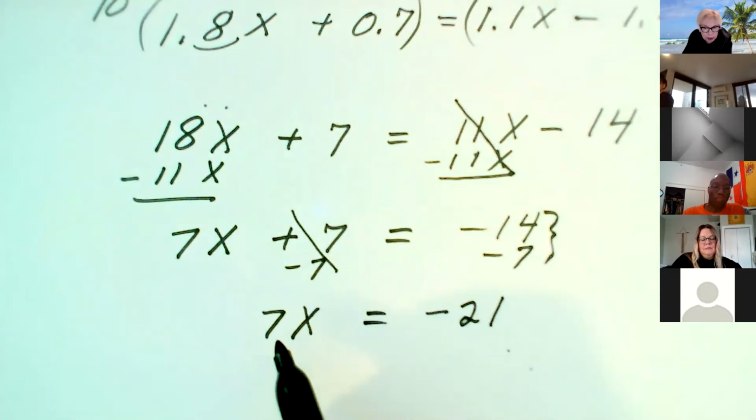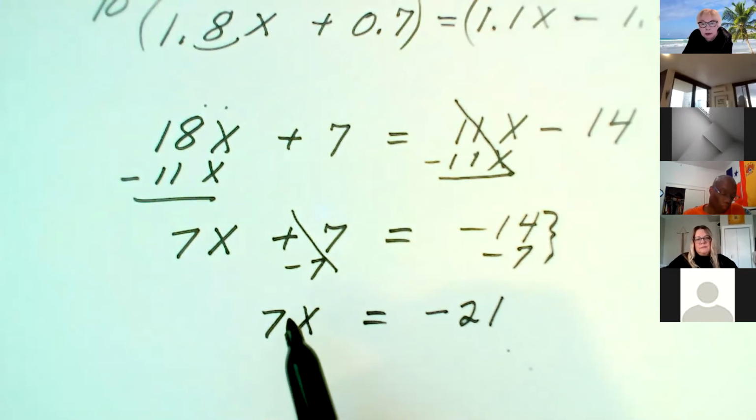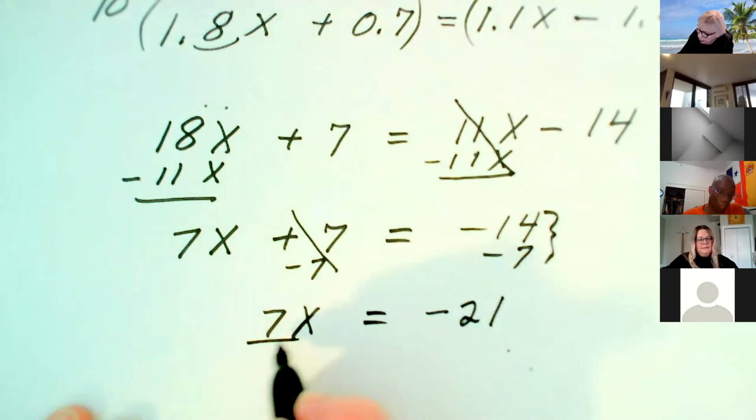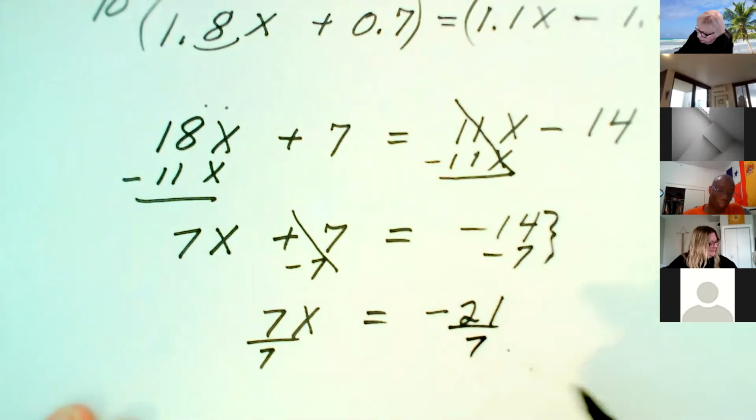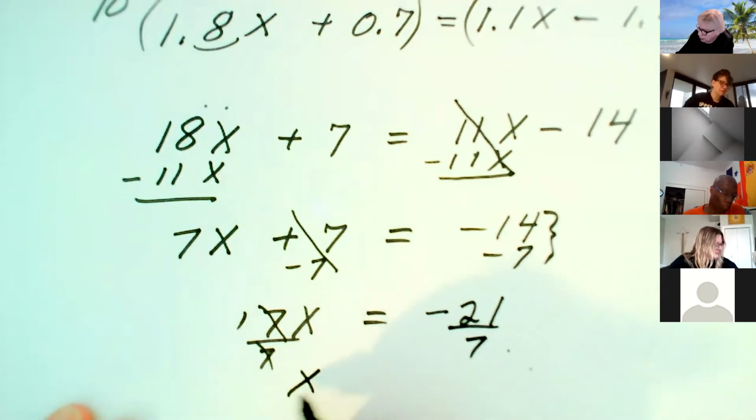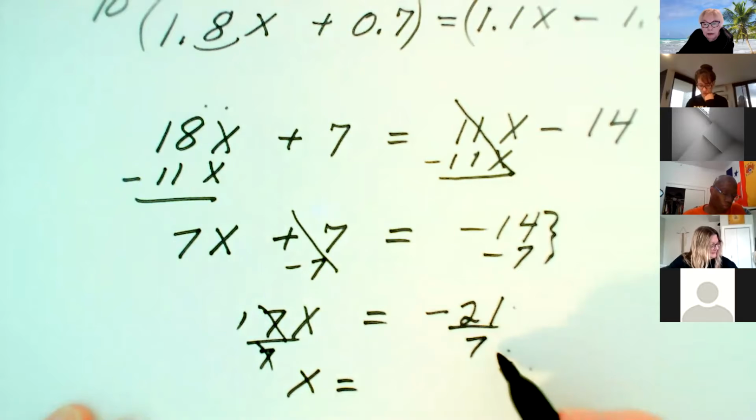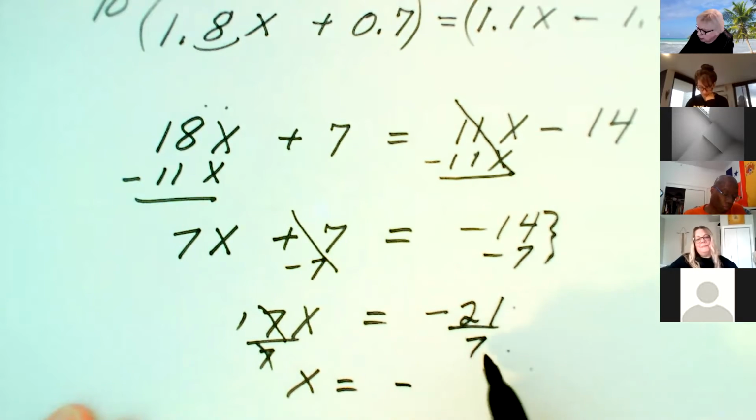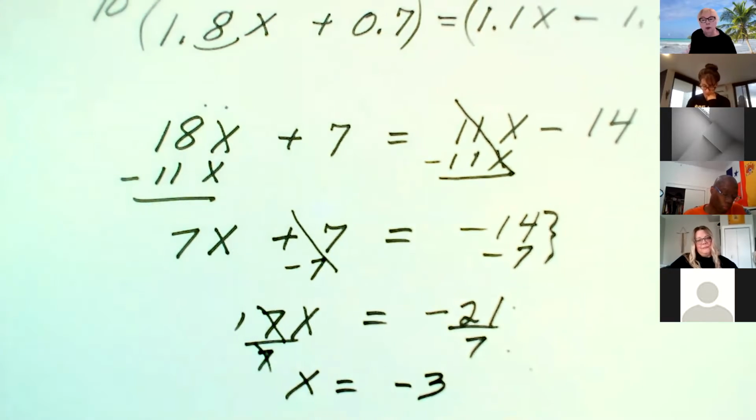We're down to one step. Thank goodness. This is multiply. Let's divide. 7 over 7 is 1. 1x is x. A negative in division is negative. 7 into 21 is 3. We're talking negative 3. Okay?